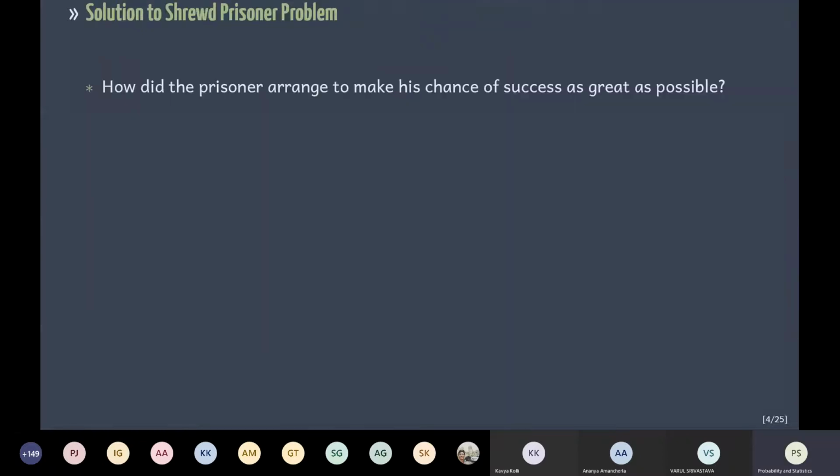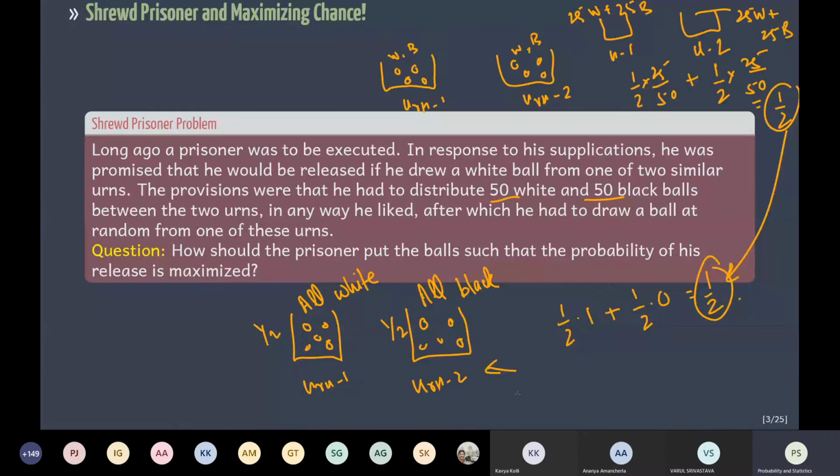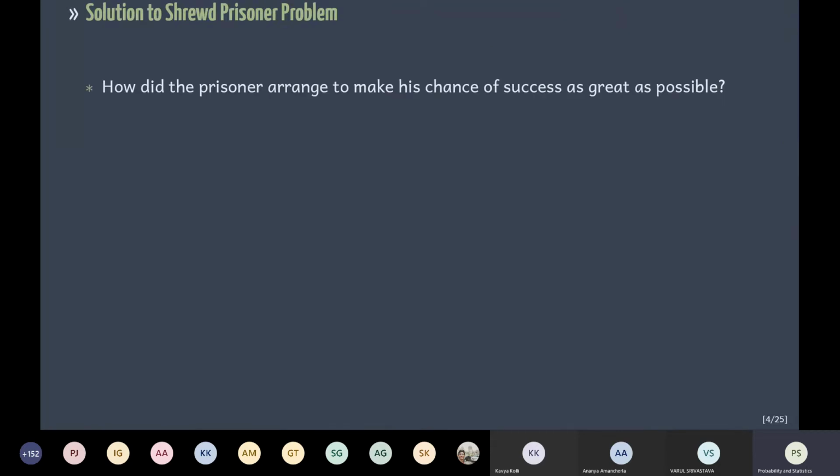So we were asking whether we could do this in a different way. What can we do here, right? The prisoner is allowed to put any number of white or black in any of them. Okay, so let us see the solution to this.